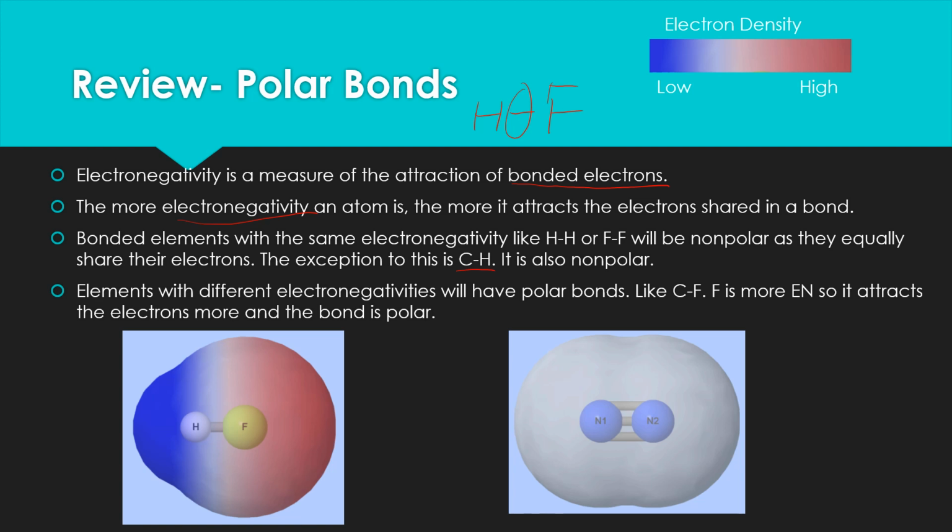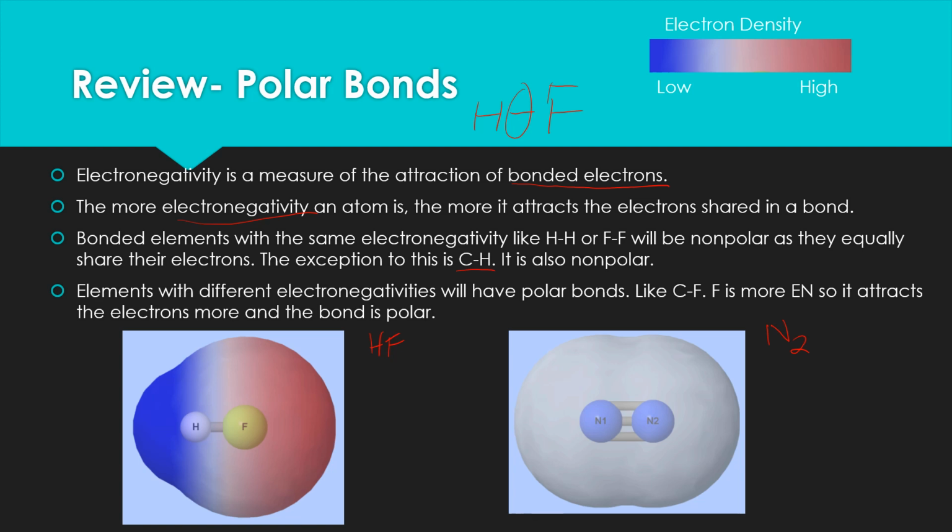So we've got two examples down here. We've got H and F, and then we've got nitrogen and nitrogen. So hydrofluoric acid, that's what HF is. We'll deal more with acids later. And then we've got our nitrogen molecule. The coloring on these pictures and this kind of bubble around them represents the electron cloud, and the coloring represents the electron density. So that's basically where the electrons are hanging out more.